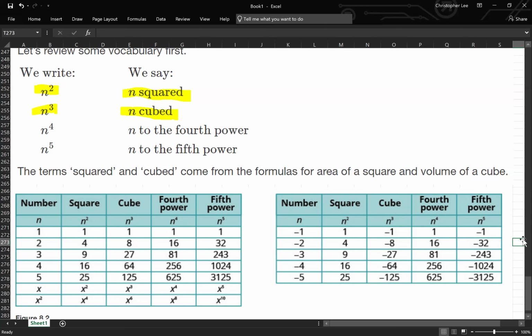If I have the negative numbers, -1, -2, -3, -4, -5, the squares of the negative numbers are 1, 4, 9, 16, 25. The cubes of those numbers are -1, -8, -27, -64, -125, etc. All right.